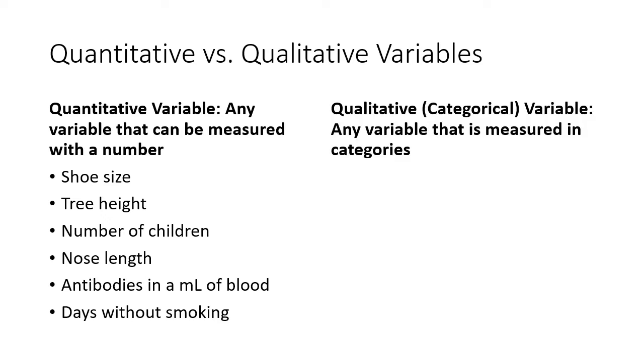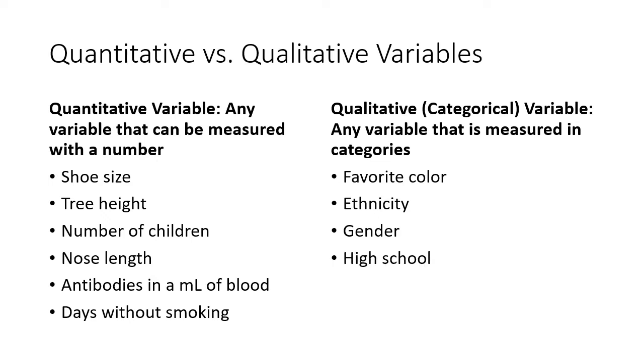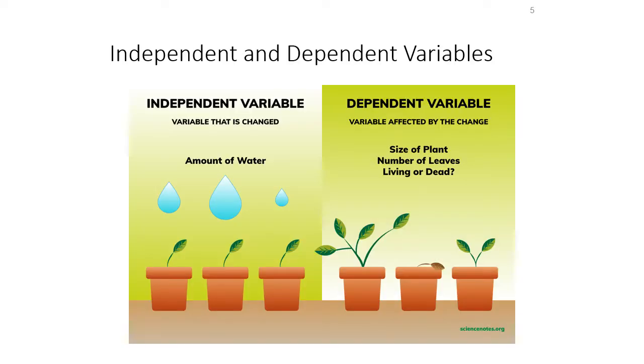And qualitative or categorical variables are measured in categories. So favorite color, we just give a word. Ethnicity, we give a word. There's not a number. Gender, we give a word. Male, female, whatever. High school, we might give a word like a year: freshman, sophomore, junior, senior. Or if this variable name means the name of your high school, then we would give the name of the high school. College major, we're going to give a word. There's not a number. And so forth.